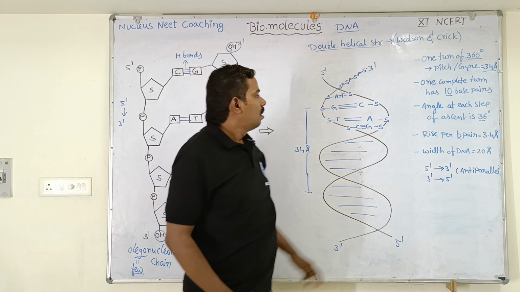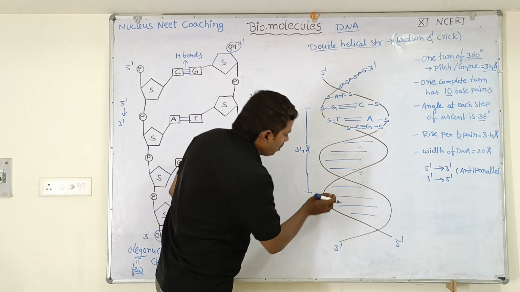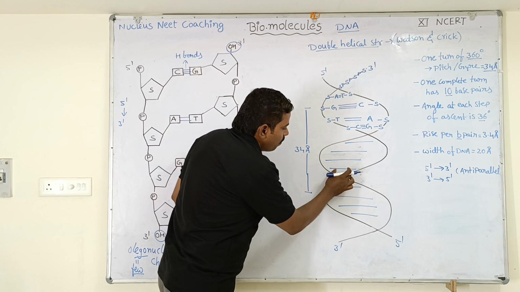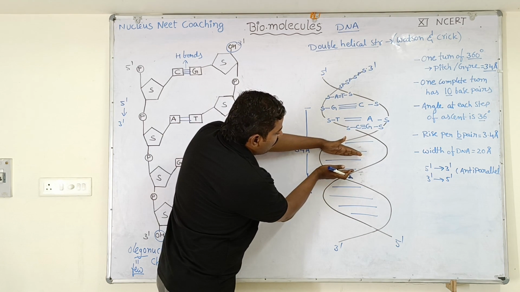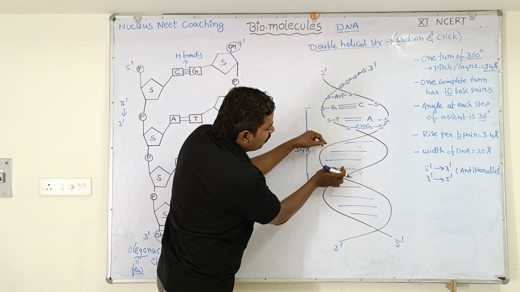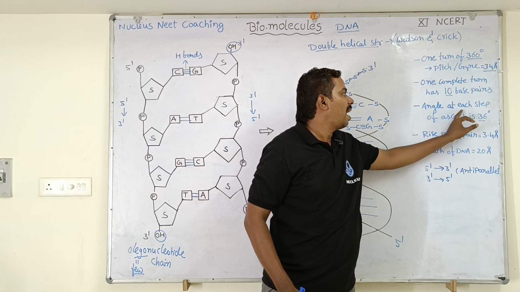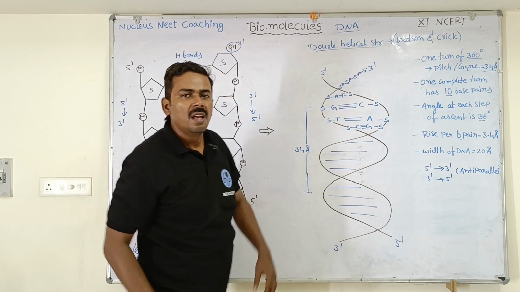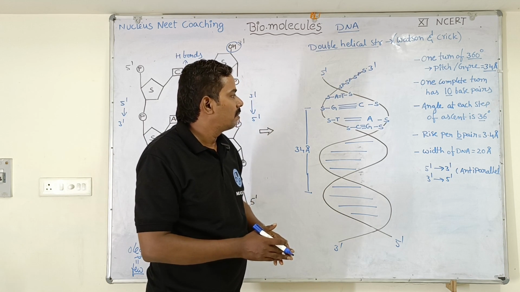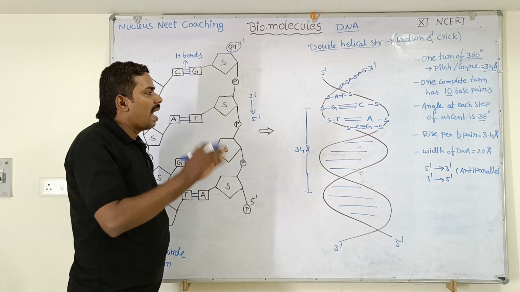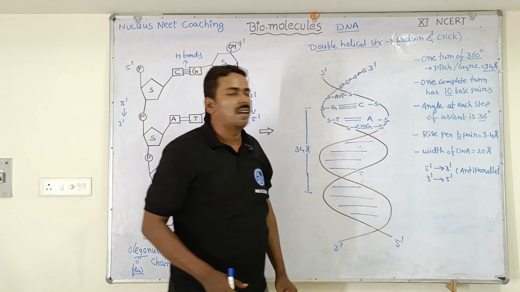Now, the angle at each step of ascent is 36 degrees. If you imagine a base pair as one step and an adjacent base pair as another step, the angle at which the two adjacent base pairs are arranged will be 36 degrees. It is called the angle at each step of ascent, or the angle between the adjacent base pairs.